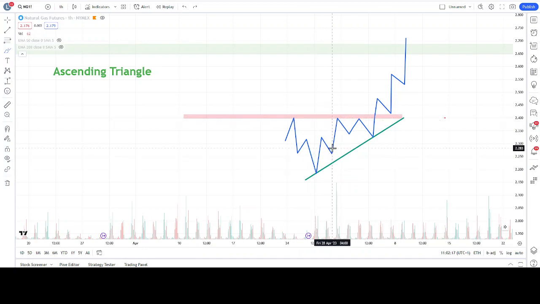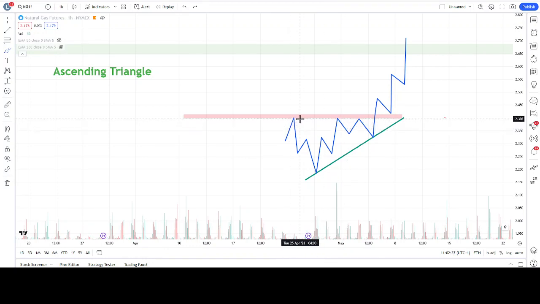So this is how an ascending triangle basically looks, as I showed in the diagram. And then you can see eventually it will break out from the resistance and then move higher. We'll see how to trade an ascending triangle in a few moments, but let's first understand the trader psychology behind the ascending triangle.